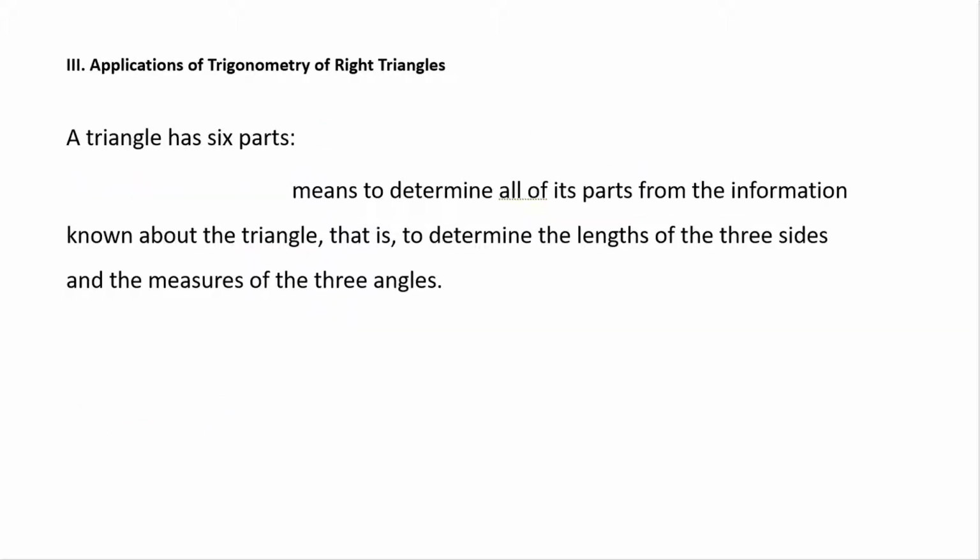Roman numeral 3, applications of trigonometry of right triangles. A triangle has 6 parts, 3 angles, and 3 sides. To solve a triangle means to determine all of its parts from the information known about the triangle. That is, to determine the lengths of all 3 sides and the measures of all 3 angles.